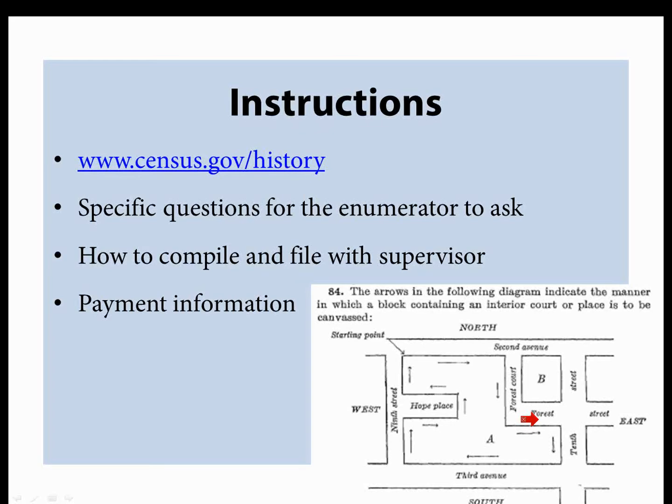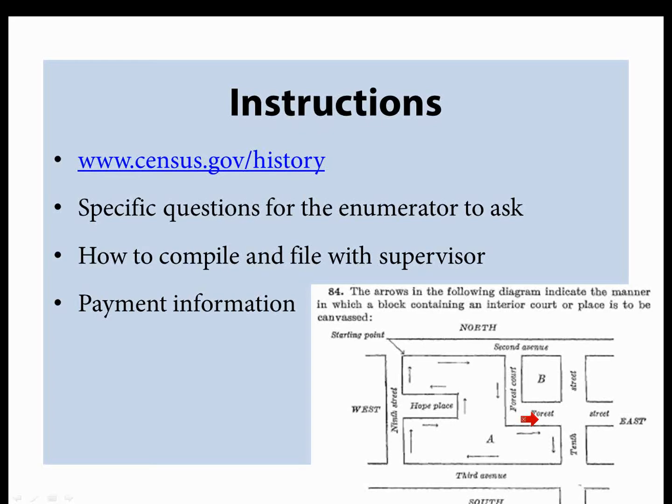They were given specific questions to ask. That's why all of the censuses should be exactly the same. And they were also given information on how to compile and how to file their information with a supervisor. And here's where I became very interested. The census enumeration instructions, which you can look at on the census.gov/history website, all of the census instructions and the questions are included from 1790 until the most recent census in 2010. So something fun to look at going forward.